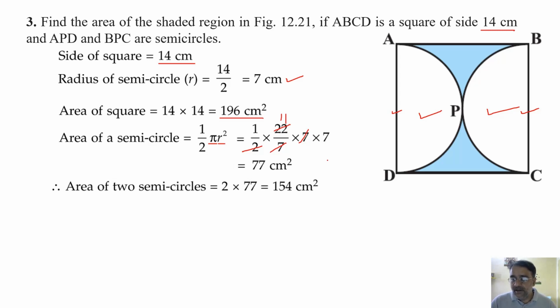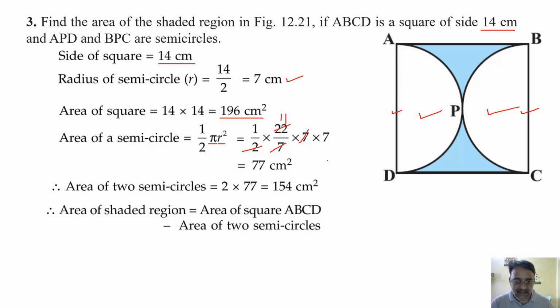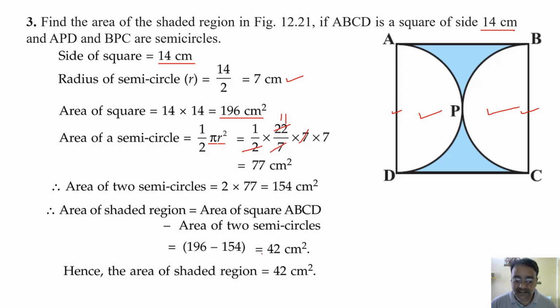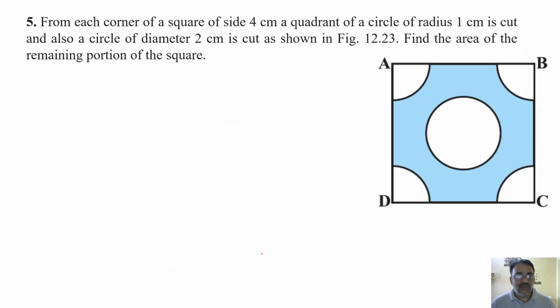Now at the beginning I told you that the area of the shaded region will be equal to the area of square minus the area of two semicircles. So 196 minus 154, you will get 42 centimeter square. So this is the required area of the shaded region. Any doubt in this question? No, sir. Okay, so now we'll move towards the fifth question.